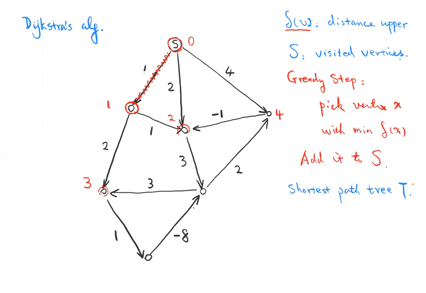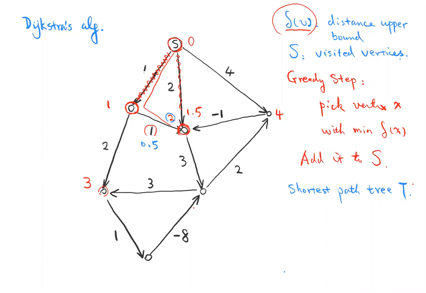Now suppose this weight, instead of 1, is 0.5, then this distance upper bound, instead of 2, will be changed to 1.5. Basically, it indicates another way to reach this vertex. Instead of from S, we can reach this vertex in this way, and the distance it takes is 1.5. That's the meaning of delta V. I will give you the exact meaning later. But currently this is the basic idea of what the distance upper bound means.